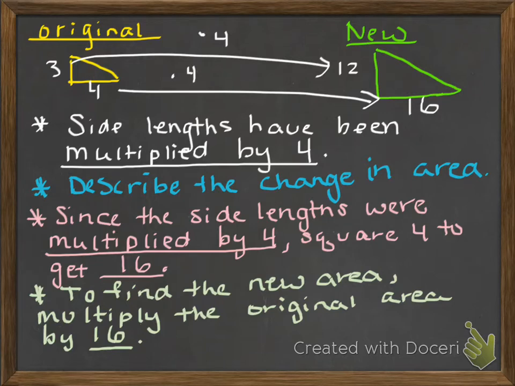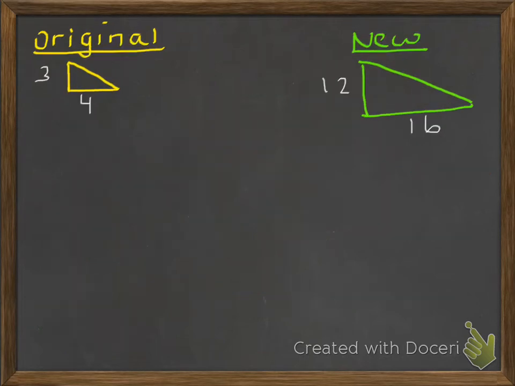The theory is, since the side lengths were multiplied by 4, you want to square 4 to get 16, and then to find the new area, you multiply the original area by 16. So let's go ahead and check that out with the numbers now. Now we're going to look at the original triangle here, and we've got a base of 4. So the formula we're going to start with is area equals base times height divided by 2.